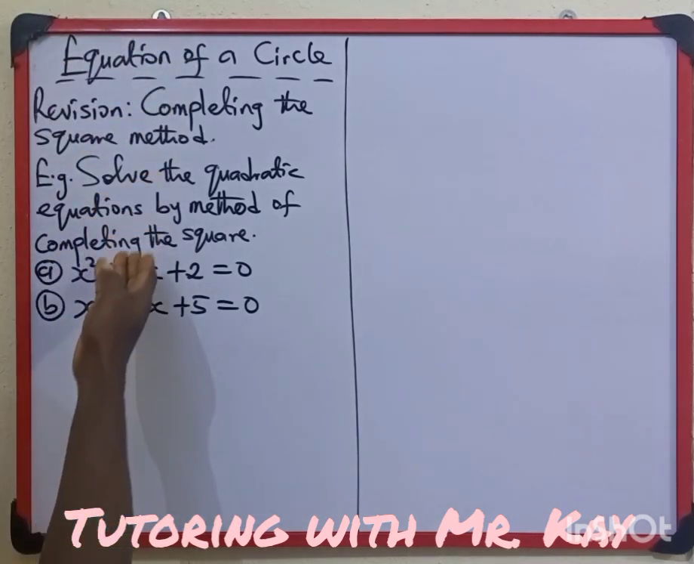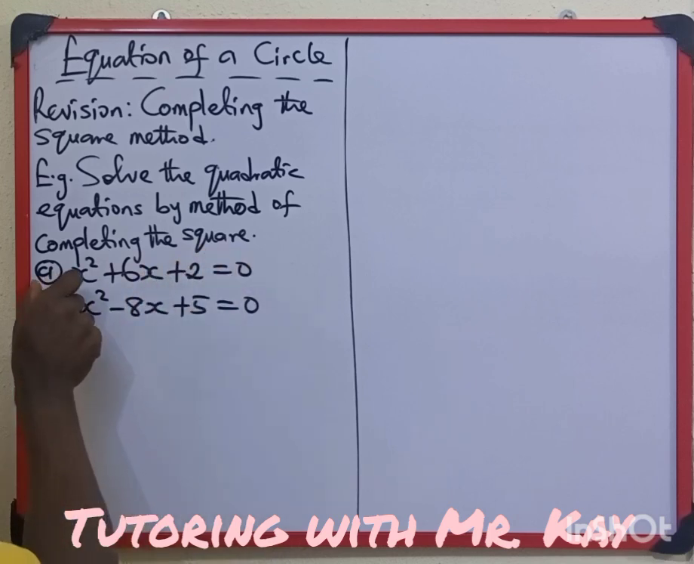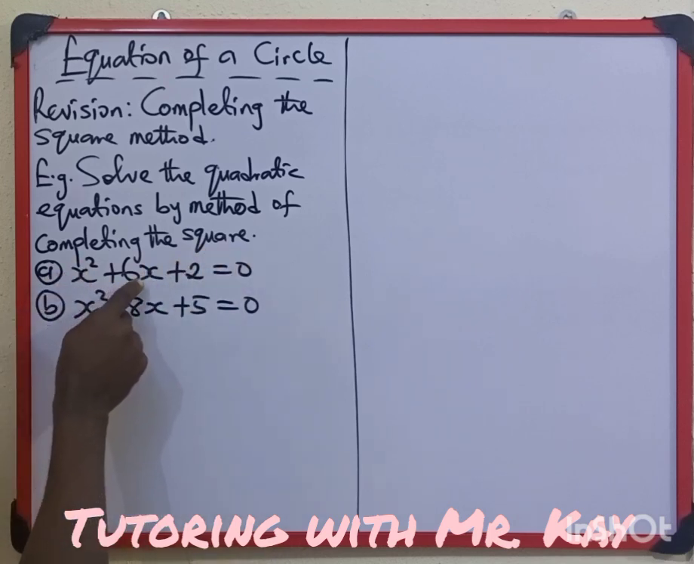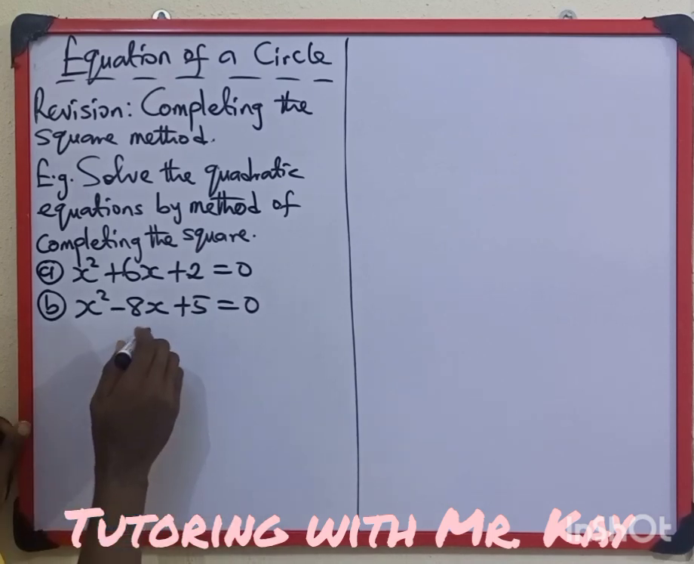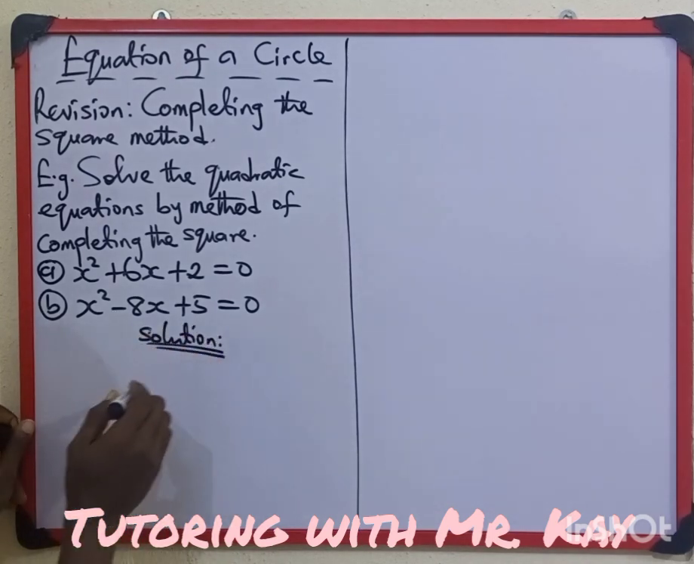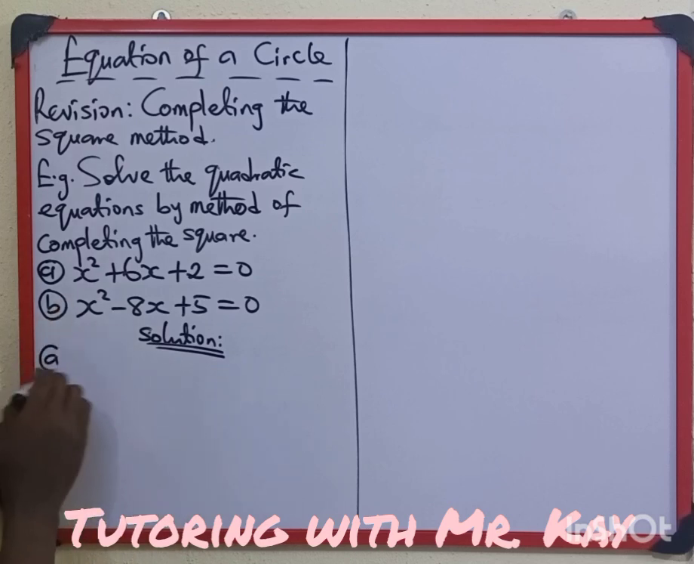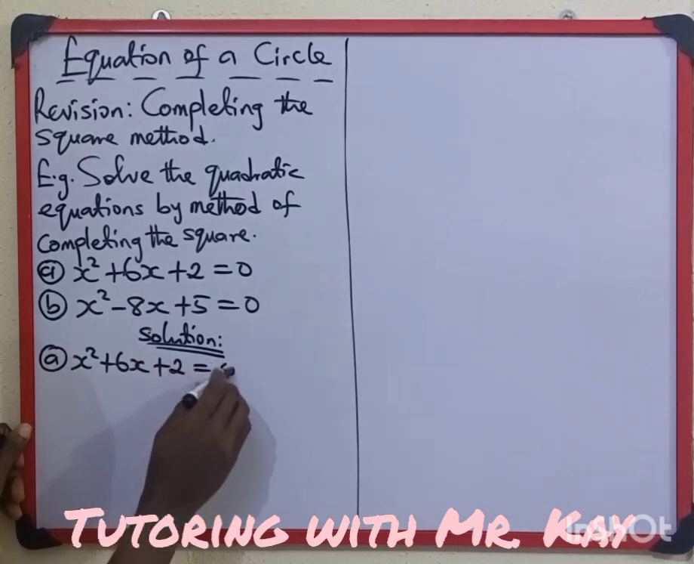Okay, so we have a problem here. Solve the quadratic equation by the method of completing the square. 1a: x squared plus 6x plus 2 equals 0. Okay, now let's start solving. Let's solve using the completing the square method. Solution. Okay, so I'm going to rewrite the equation: x squared plus 6x plus 2 equals 0.